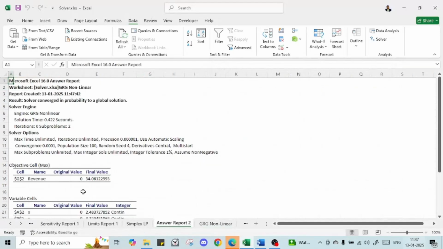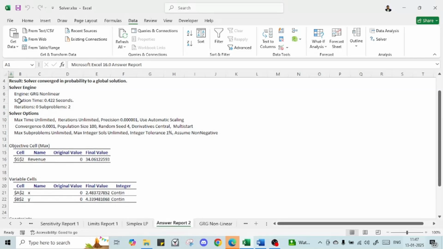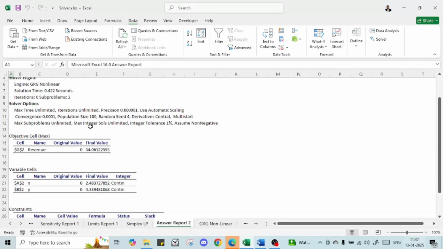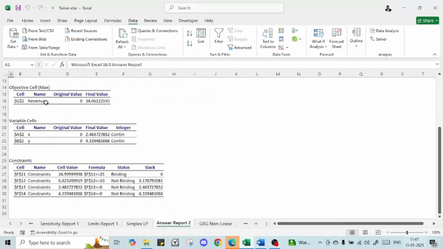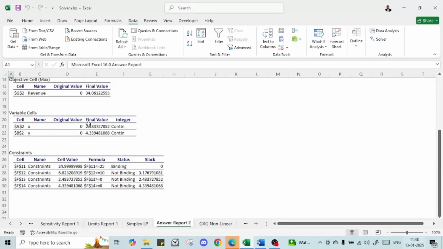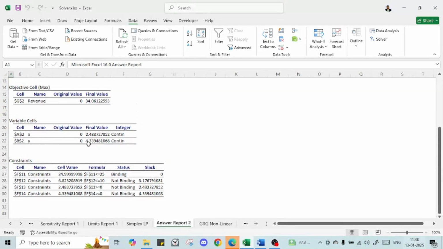And here is the answer report. Here is the solver engine. Engine is GRG Nonlinear, and solution time it took about 0.422 seconds. Iterations are 0, subproblems are 2. Solver options: these are the options which we have selected for the solver. And the objective is revenue. Initially it is 0 and the final value is 34.06, and the variables also are initially 0, and by selecting these particular values of x and y, you will get the maximum revenue of this much.